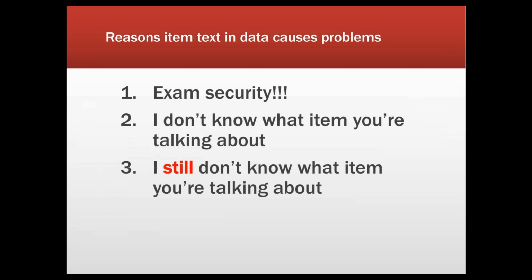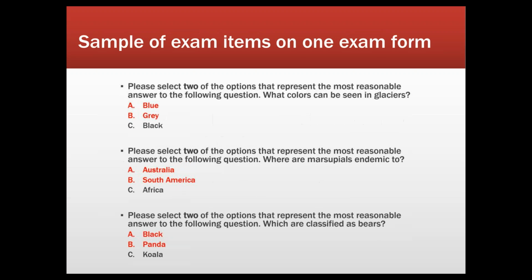The third reason to use item IDs and not item text in your data is something I'm going to call, "I still don't know what item you're talking about." And again, easier to show than to explain. Let's say this is an example of items on one exam form. And please note that I have seen these issues.